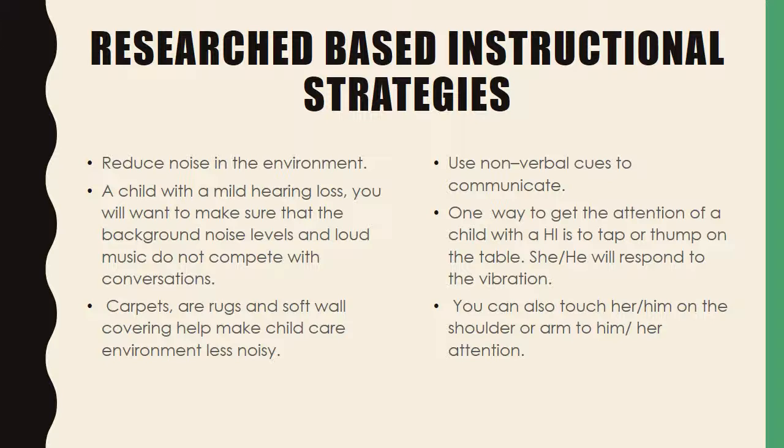The second is the use of nonverbal cues. One way to get the attention of a child with HI is to tap or thump the table. The thumping or tapping creates a vibration, and the child responds to that. Another is to touch the shoulder or the arm of the child, just like you would in your classroom with children who do have hearing. You tap them, you get their attention, just the same idea.